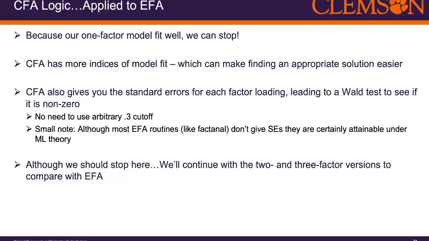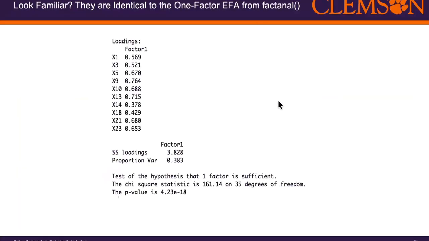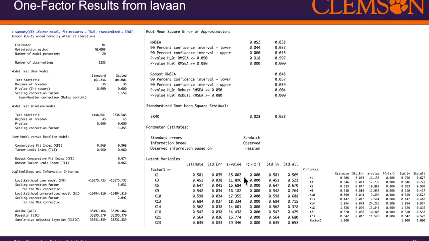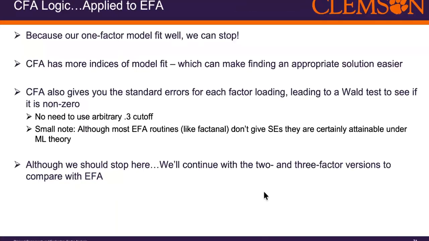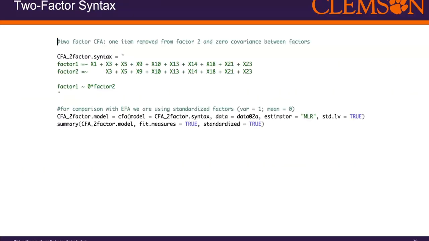Now, because the 1-factor model fits so well, we could stop here. But CFA has more indices of model fit, which can make finding an appropriate solution easier. It also gives you standard errors for each factor loading, leading to a Wald test to see if this is equal to 0, right? So here we can look at all of our factor loadings, see that those are non-zero, which is important. Now, even though we could stop here, we're going to continue on with the 2 and 3-factor versions to see what this looks like.